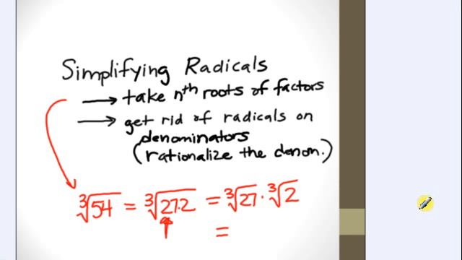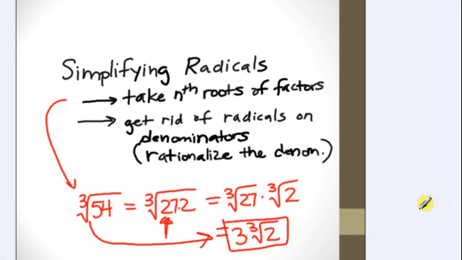Just now we're going to look at beyond just square root, but cubed root, fourth root, etc. Cubed root of 27 is 3, and then the cubed root of 2 is not a whole number. So this radical in simplest form looks like this, 3 times the cubed root of 2. It's equivalent to what we started out with, but we took out as much as we could from underneath the radical sign.